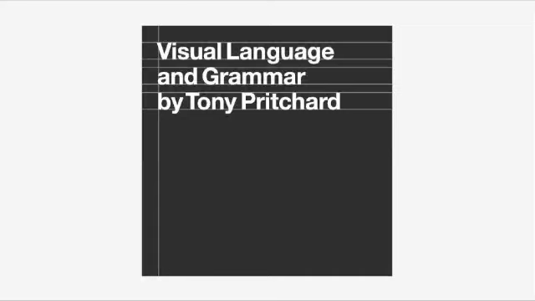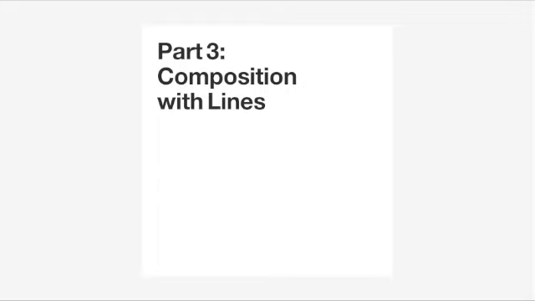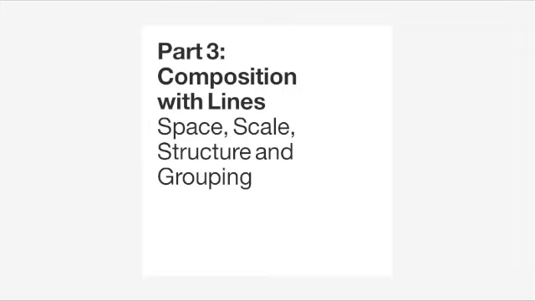Welcome to the third episode of Visual Language and Grammar. In part 3, we're going to be making compositions with lines, exploring distribution of space, implied scale and structure, and grouping through the principle of similarity. The exercises will be performed on a 150mm square, which has been subdivided into 5mm units both horizontally and vertically.